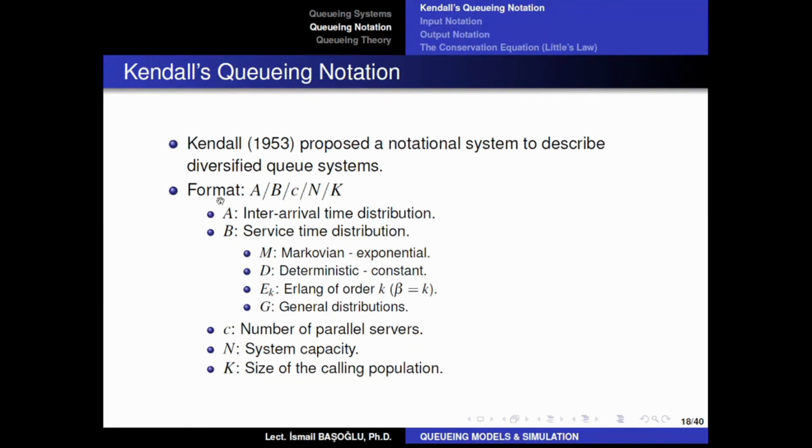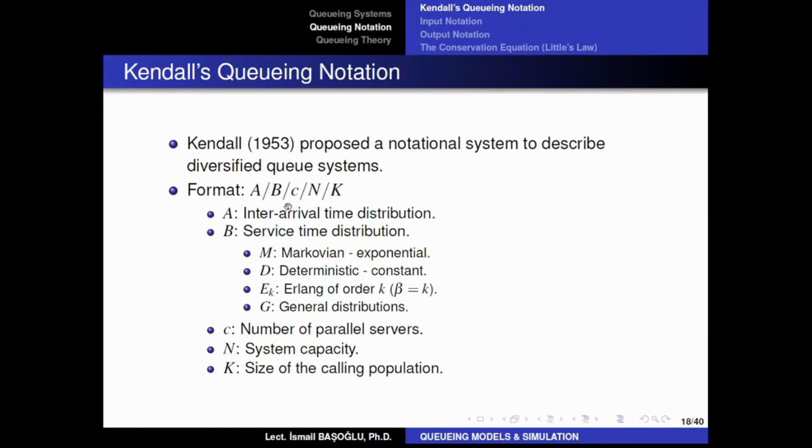So the format of Kendall's notation consists of 5 different sections. The first section is called section A, the second section is called section B, the third section is called C, the fourth section is called capital N, and the fifth section is called capital K. And in some extensions of the Kendall's notation, there is a sixth section as well. Now, the first section describes the interarrival time distribution of the queue. The second section describes the service time distribution of the server.